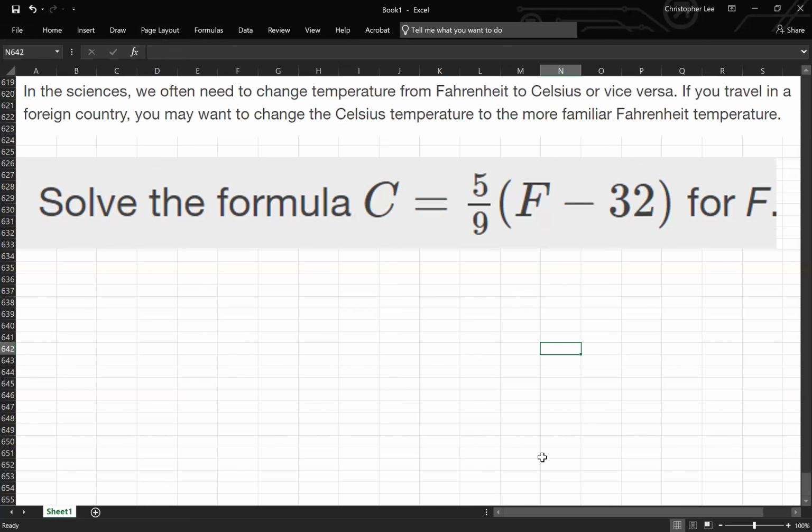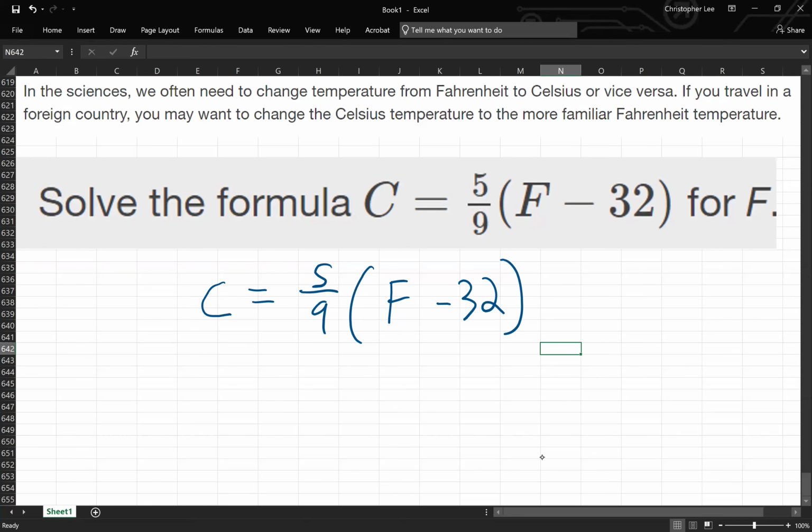All right, let's try this. So I have C is equal to 5 over 9 times F minus 32. What should I do first? I want F. Oh, nothing I could combine there. So what's next?